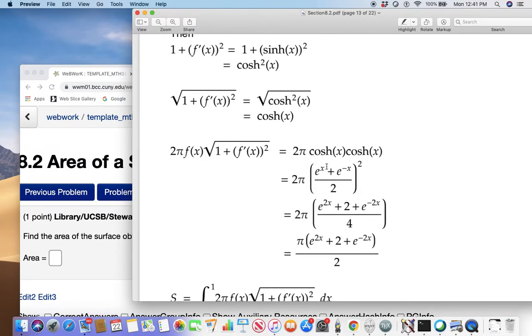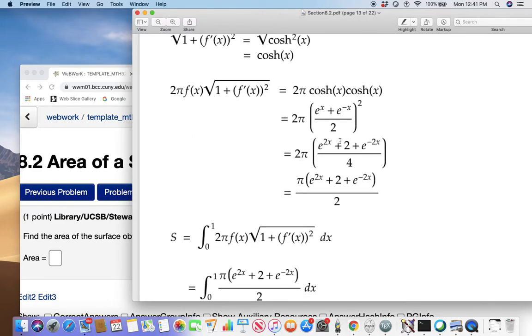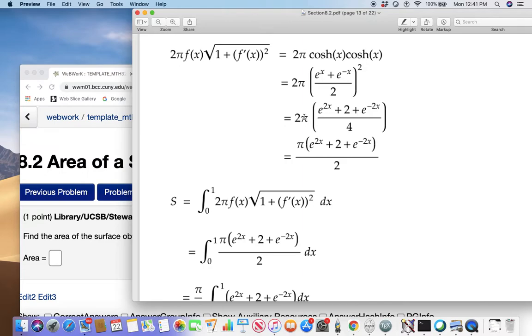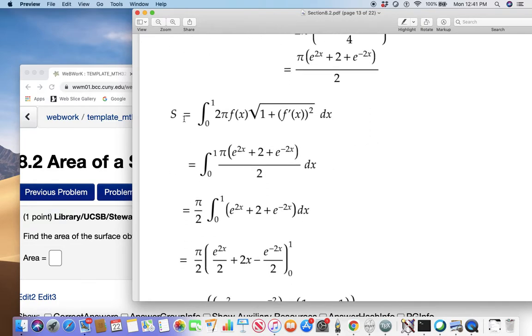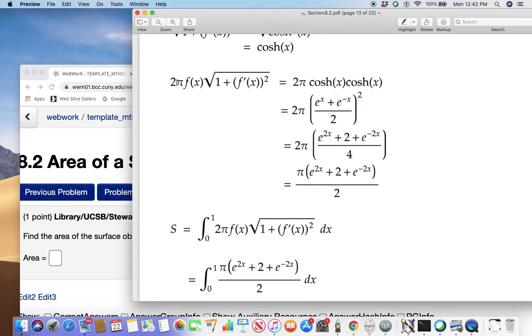Cosine hyperbolic is e to the x plus e to the negative x over 2. Its square is e to the 2x plus 2 plus e to the negative 2x all over 4. Now reduce the 2, you get pi times e to the 2x plus 2 plus e to the negative 2x, the whole over 2. So required surface area is integral 0 to 1 of 2 pi f(x) square root 1 plus f prime x squared dx. This expression is just out here, so I'm writing it here along with the 2 pi.